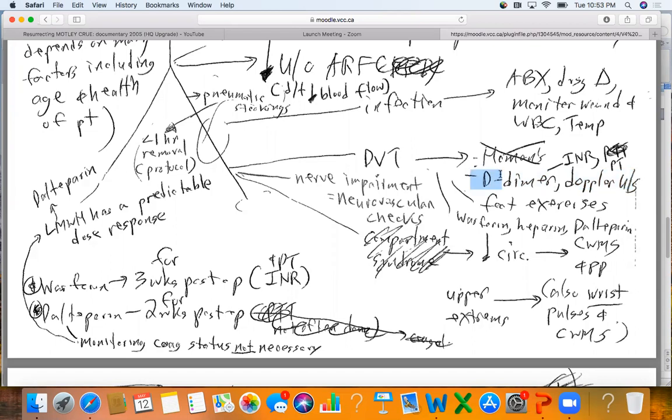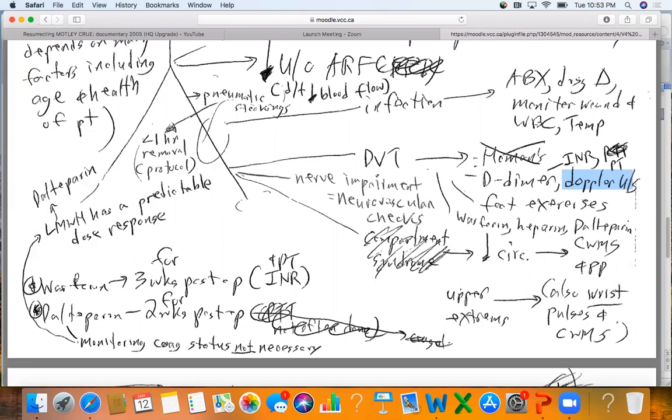Why would you do a D-dimer then? A D-dimer is helpful because if you get a negative D-dimer or a D-dimer that's not elevated, then you can rule out a clot and you don't have to do this expensive imaging. Want to encourage foot exercises. Patient will be on anticoagulants. They'll be going home with anticoagulants.